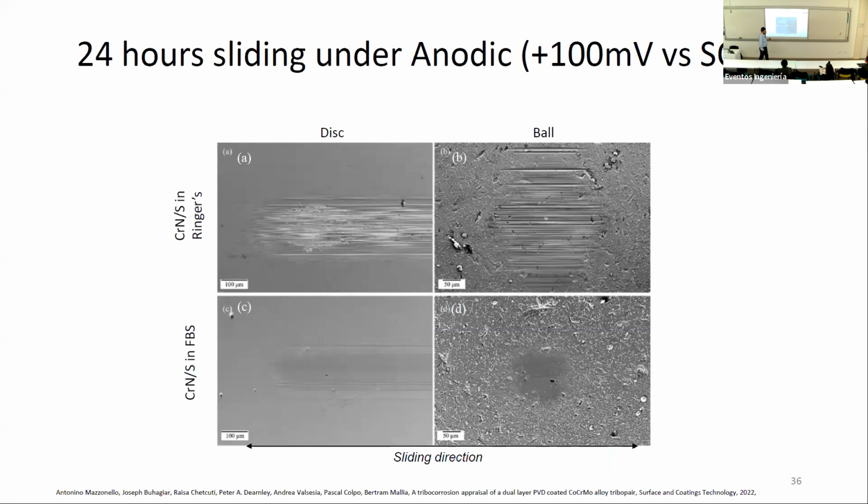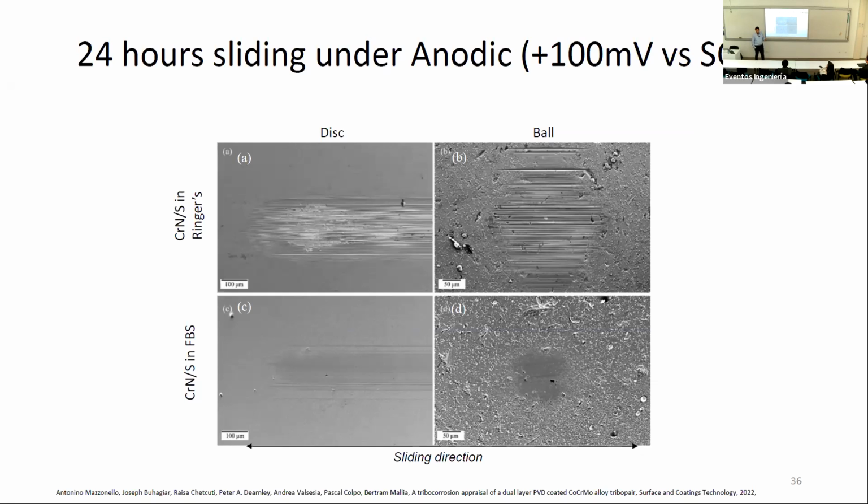What we did, we extended the tests on these coatings for 24 hours now. So quite aggressive. In Ringer's, after 24 hours, we noticed that the top chrome nitride layer thinned so much that it started cracking and failing by this thin ice effect. The coating only fractured the top chrome nitride, not the under layer of cobalt chrome molybdenum. In the fetal bovine serum, after 24 hours, we could hardly see any damage.